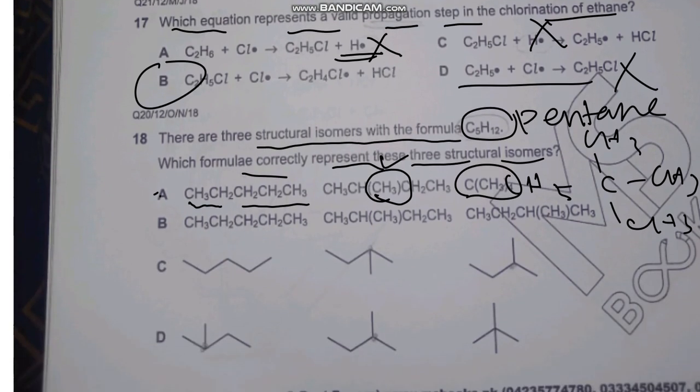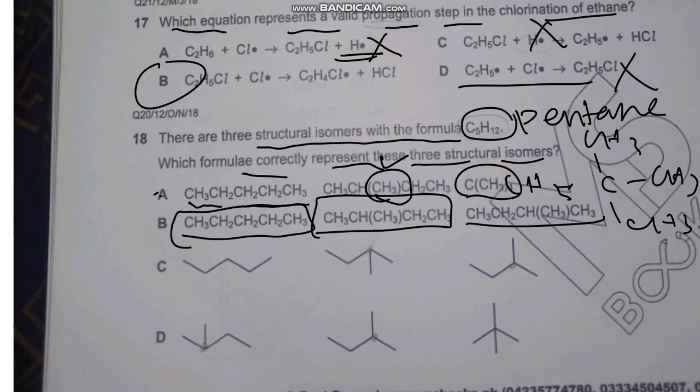In B we can see this is n-pentane, this is isopentane, and this is also isopentane, so this is not correct. Here this is a carbon 2 branch, and this is also a carbon 2 branch, so these are not correct isomers. This is a carbon 2 branch, this is also a carbon 2 branch, so this is also not correct. Only A is the correct one.